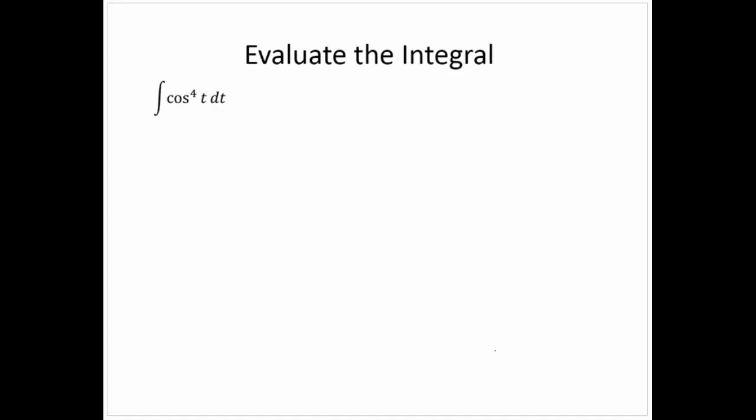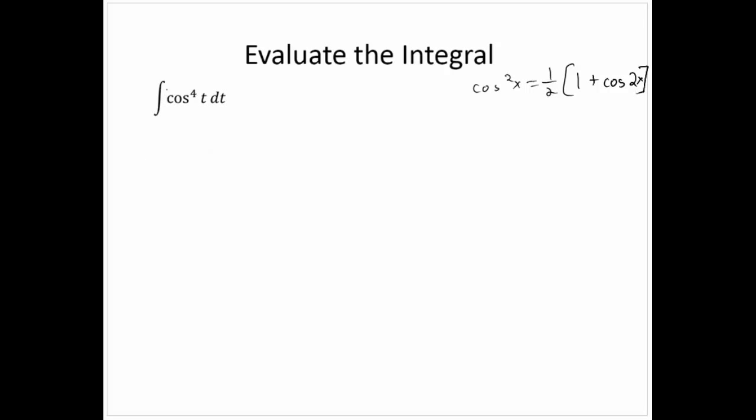All right, what if we had to evaluate the integral of cosine 4th t dt? This is an example of when we don't have any odd powers on the sines or cosines. And so what we do with this is we use that reduction formula that we talked about. We saw earlier that I can write cosine square x as 1/2 of 1 plus cosine of 2x.